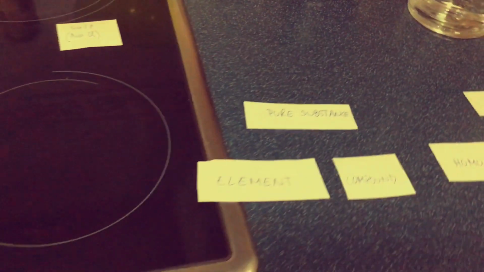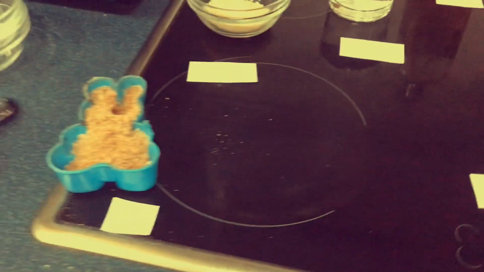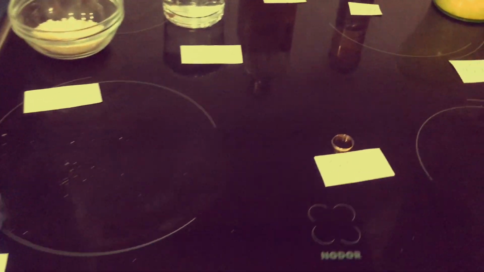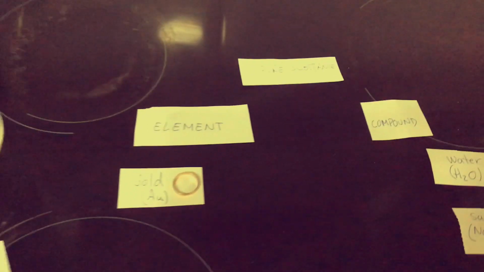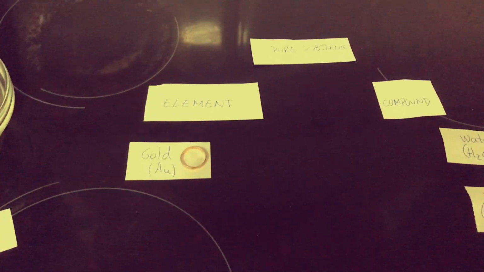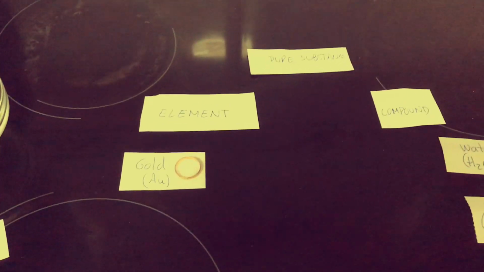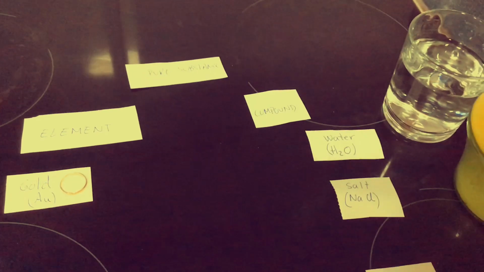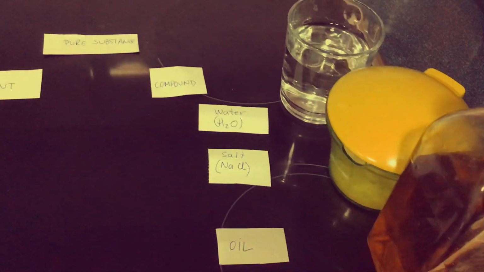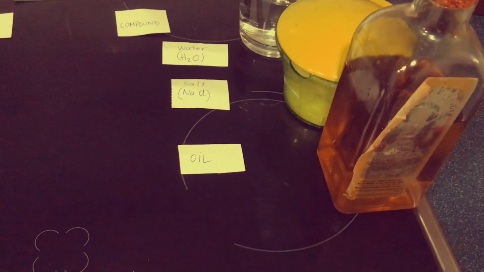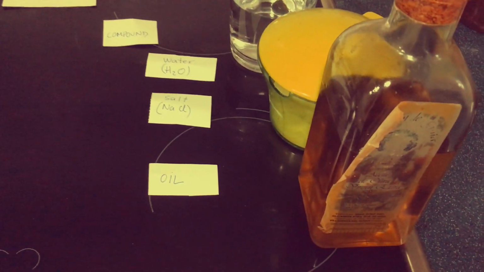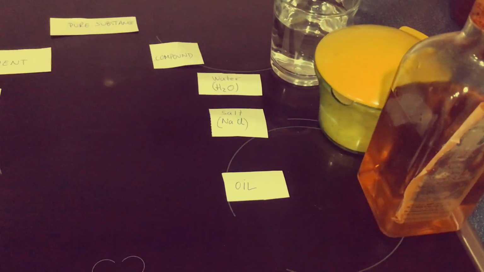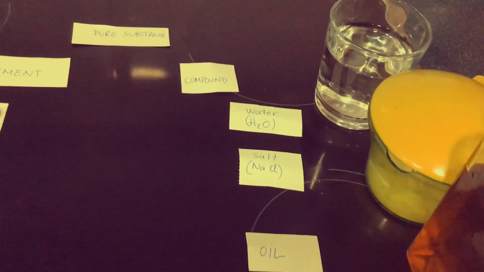So where would you put any of these substances? Think about them, and then I will give you the solution. Well, this is the solution. Gold is a single element because it's only made up of one type of atom. And compounds, we have water, salt, and oil, which is a difficult one, but it's also a compound. The rest of them are different compounds, so they are kind of mixtures.